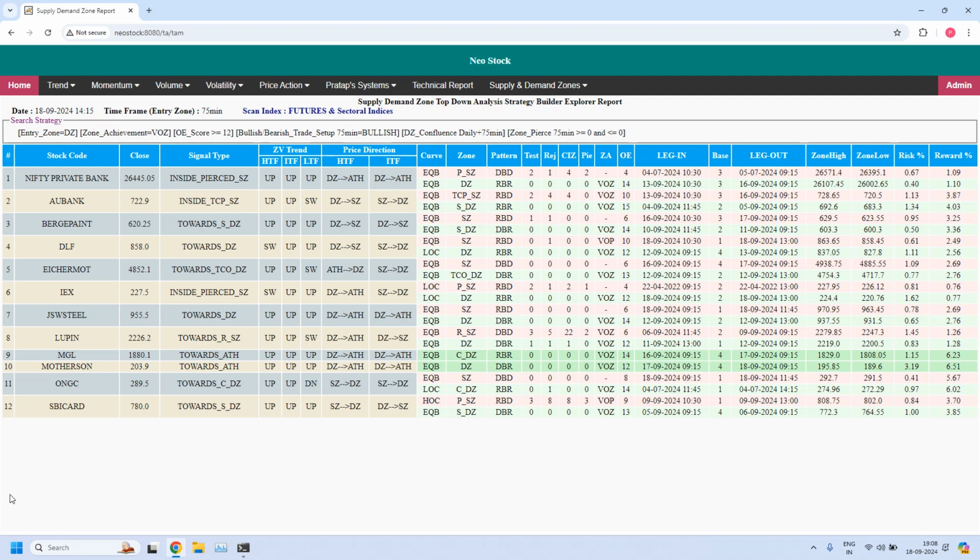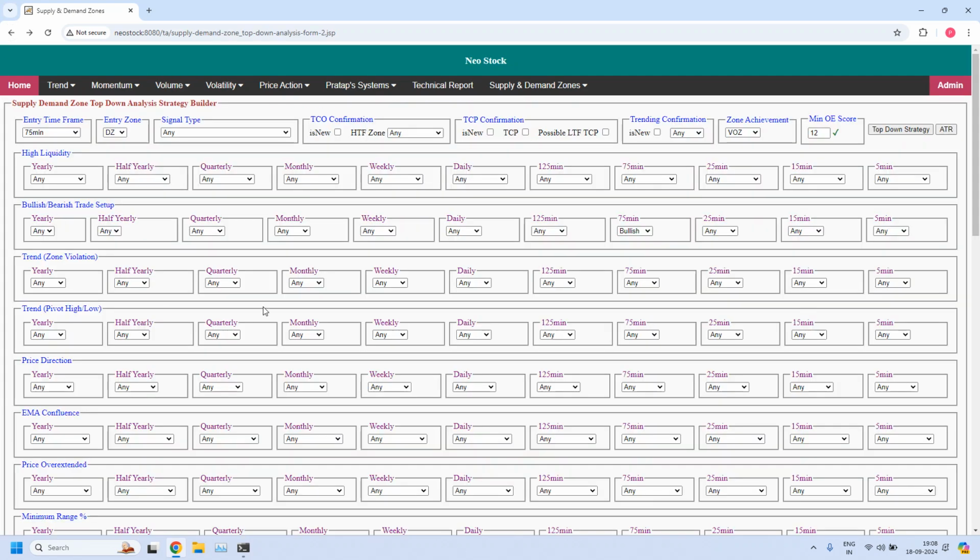Okay, the 75 minutes zones are part of the daily zone, that is ITF zone. And ITF trend is uptrend for all these stocks. And if the ITF, that is the daily zones, are having daily EMA confluence, it's a high probability trade setup. So in the EMA confluence, in the daily time frame, we are looking for daily demand zone with daily EMA confluence. I am enabling the filter.